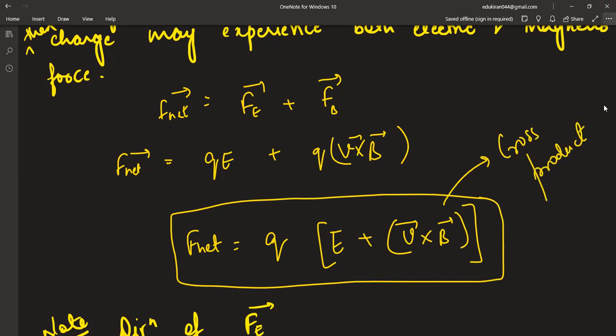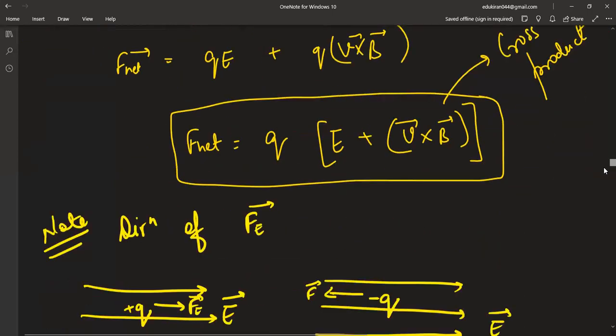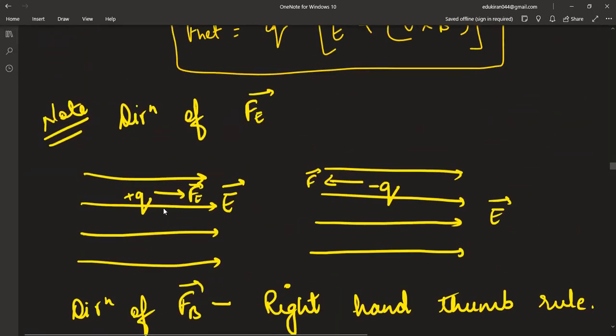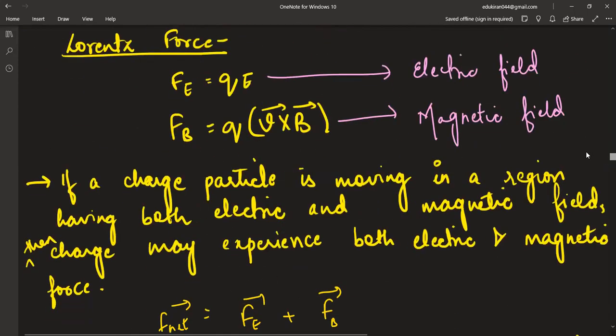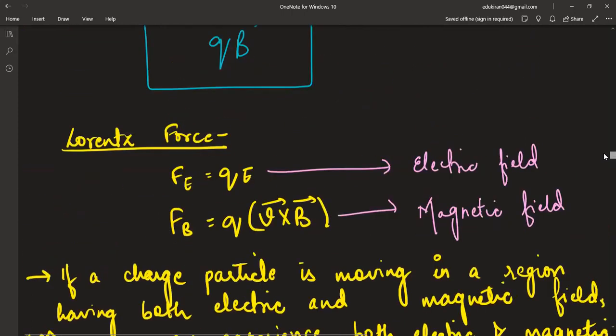Regarding the directions, you already know about the directions. For the electric field, a positive charge will be in the same direction as that of the electric field. A negative charge will be in the opposite direction. For magnetic force, we have already used the right hand thumb rule. Let's practice a question also. But first you write it down, then only you'll be able to answer the question.